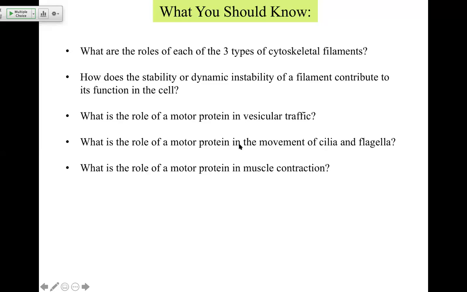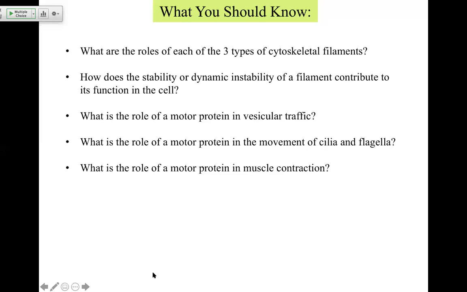What's the role of motor proteins in moving vesicles and organelles around the cell? What's the role of a motor protein in movement of cellular extensions like cilia and flagella? What's the role of motor proteins in muscle contractions? Think about how you could describe what's causing the motor protein to move, which motor protein interacts with which cytoskeletal filament, to carry out these different types of roles.